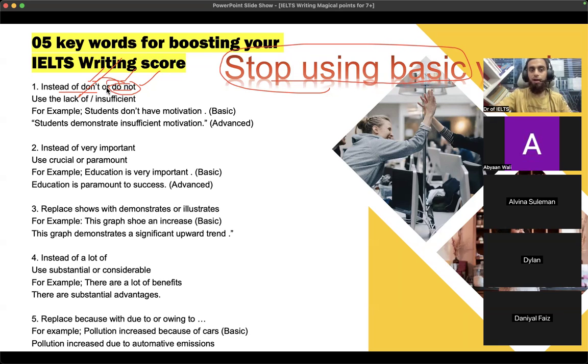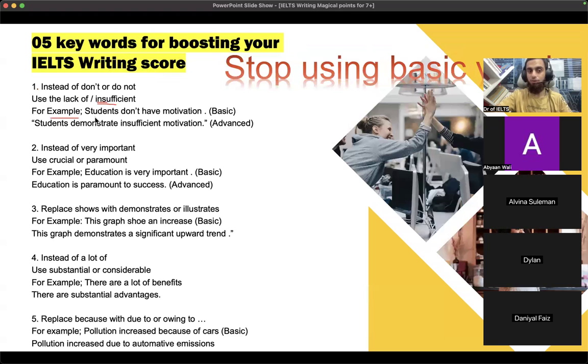So instead of "do not," we can say "insufficient." Instead of "do not," we can say "lack of." So point number one, out of 5 keywords to be avoided: using "do not" or "don't." We can say "lack" or "insufficient." One is sufficient, complete, and one is insufficient, incomplete or lacking.